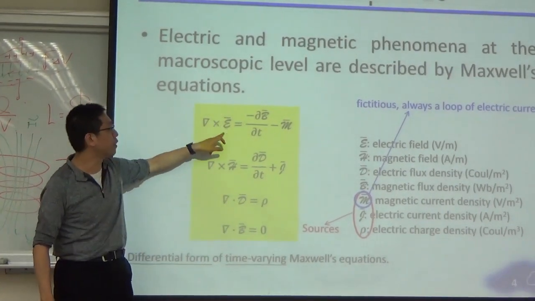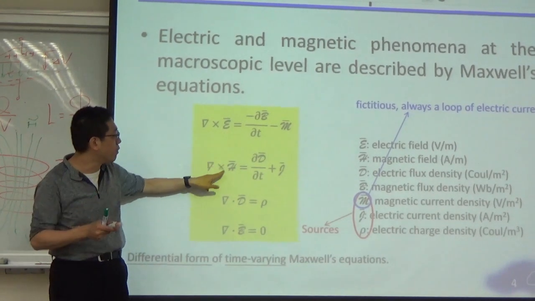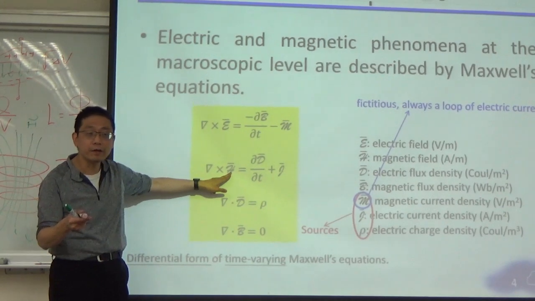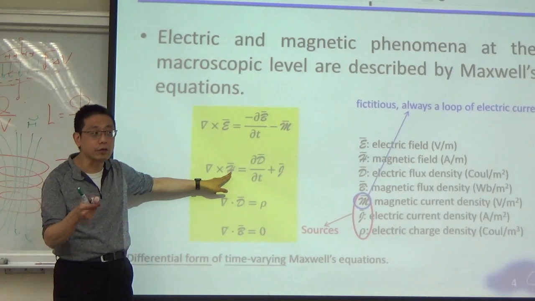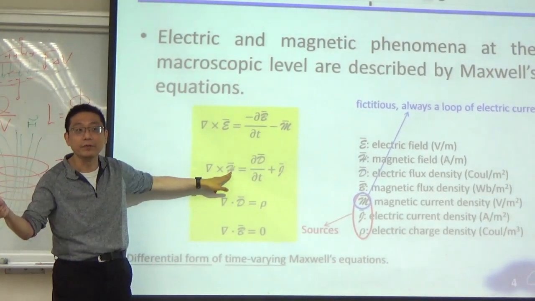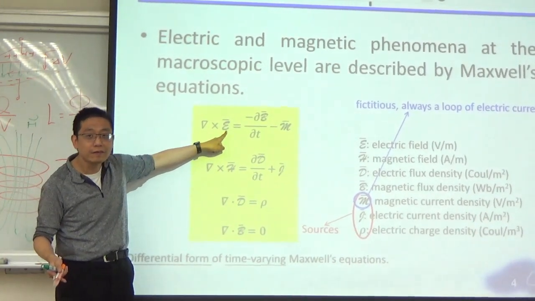Your electric field is a function of time. Your H field is a function of time. Okay? You got it? It is not only a function of position x, y, z, but also time. You need to consider time. So use the ugly form. I don't know how to say that.